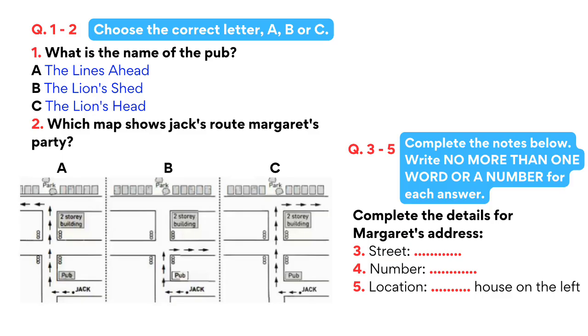Section 1. Jack is on his way to Margaret's house party. He is phoning her for directions. First, you will have some time to look at questions 1 to 5.